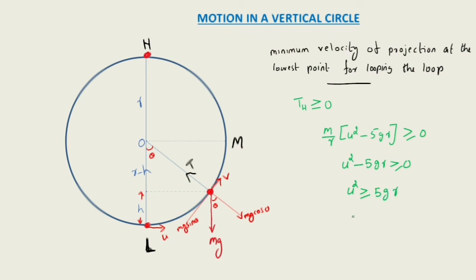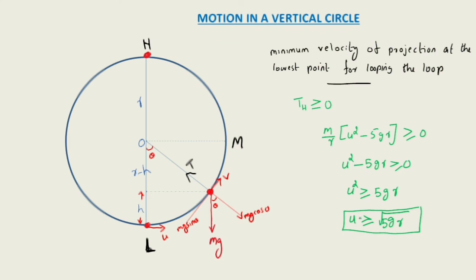Therefore, we can write the minimum velocity for looping the loop: u is greater than or equal to root of 5gr. So this is the minimum velocity. The minimum velocity for looping the loop we should give at the lowest point. Then only this object will continue that loop and again come back to the same point.